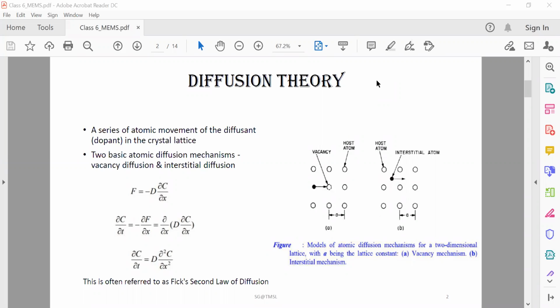I have just reviewed certain things which will be needed to discuss in MEMS, because using this diffusion we can create the p-type, n-type silicon wafer, silicon substrate. So that's why I need to give an overview, a review of certain things.